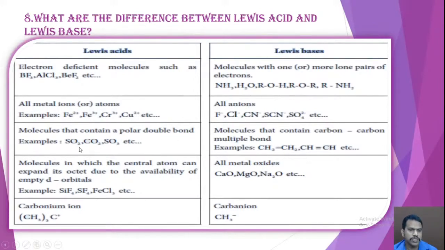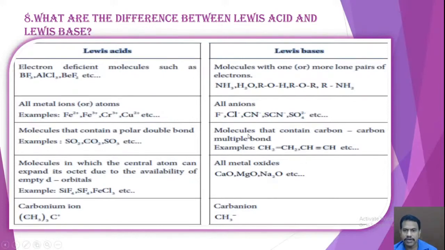Then molecules that contain a polar double bond. So SO2, CO2, SO3. When we draw the structure of the molecule, it has a double bond. Polar double bond means the bond will cleave and positive and negative charges will occur, right? So the positive charge means electron deficiency occurs. That's why SO2, CO2, SO3 come under Lewis acid.